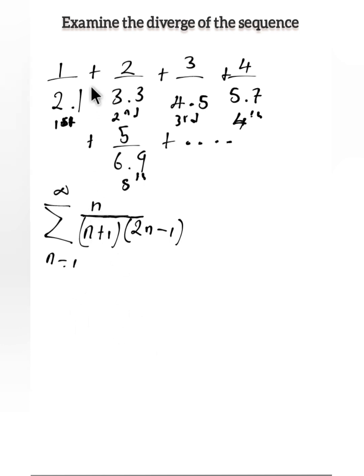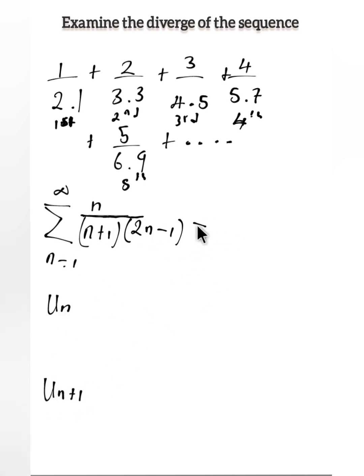So from the question, we are already told that the series is divergent. We know that already because we are asked to examine the divergence. So we just have to prove that it is divergent. So we need to find un. We also need to find un plus 1.